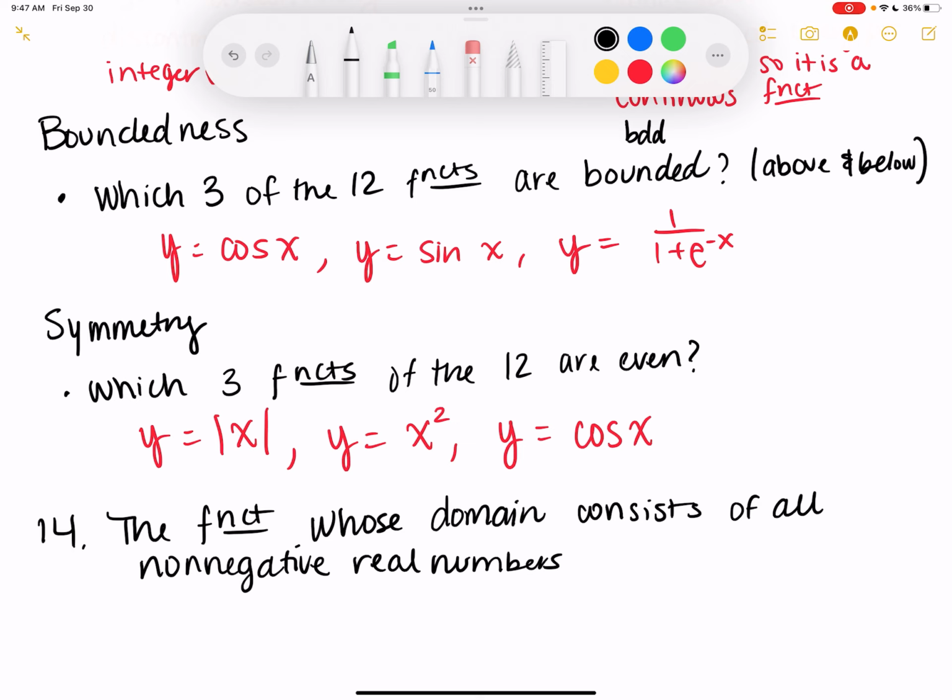at dbcs.org. Okay, the function whose domain consists of all non-negative real numbers. That would be f of x equals square root of x. Good job.